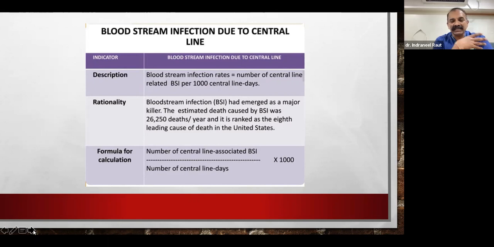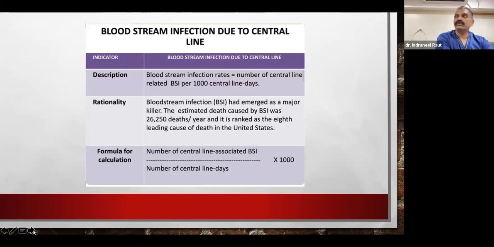It's identifying the infection which has become difficult, meaning proving that this was a CRBSI, because the formula is simple. Number of central line associated bloodstream infections upon number of central line days into 1,000. There are a lot of international benchmarks which you always compare.